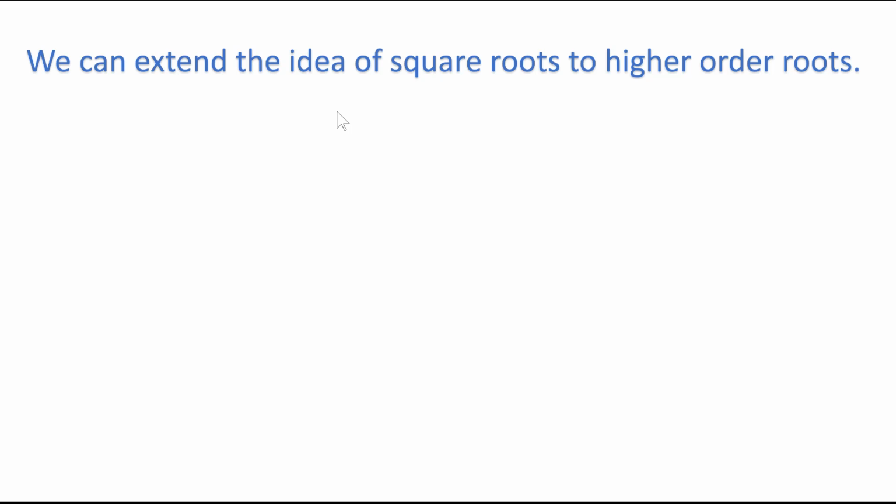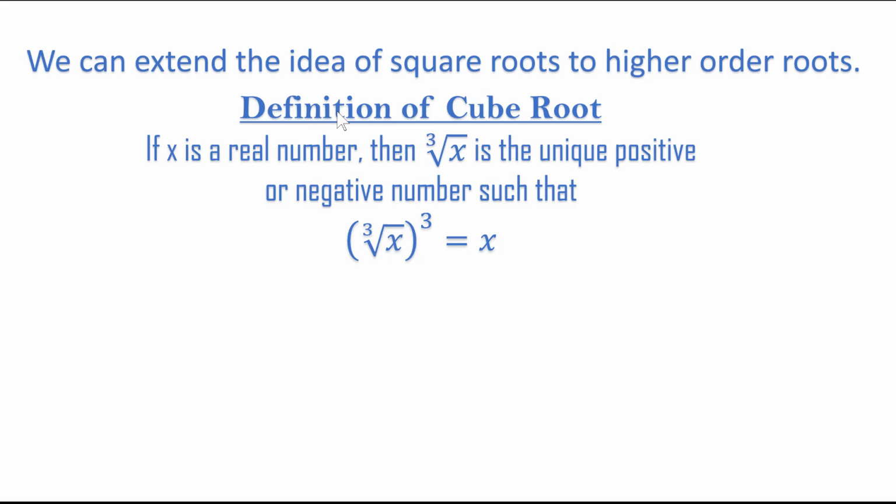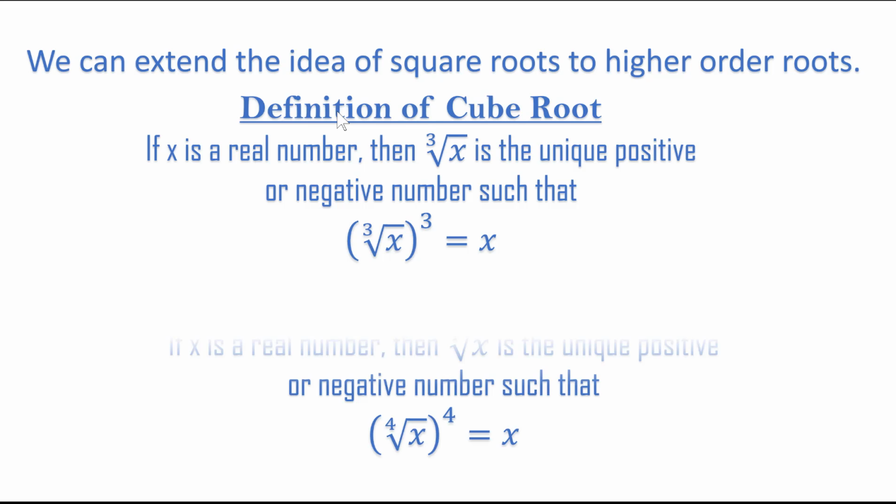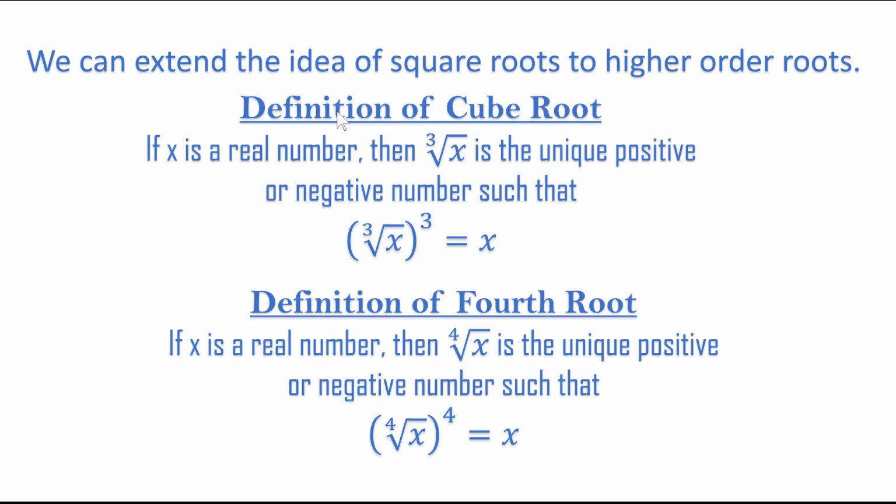All right, we can extend the idea of square roots to higher order roots, right? We've got cube roots. So if x is a real number, then the cube root of x is the unique positive or negative number such that the cube root of x cubed is x. So this is the number you would multiply by itself 3 times to get x. Same thing with a fourth root. If x is a real number, then the fourth root of x is the unique positive or negative number such that the fourth root of x to the fourth power is x.